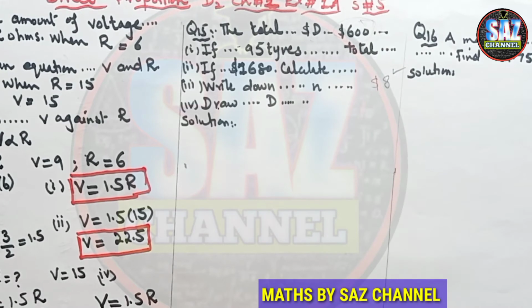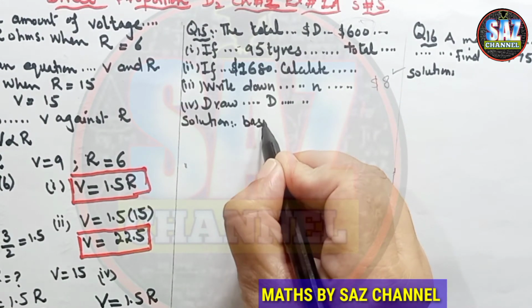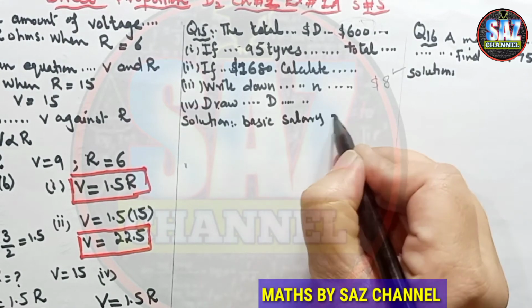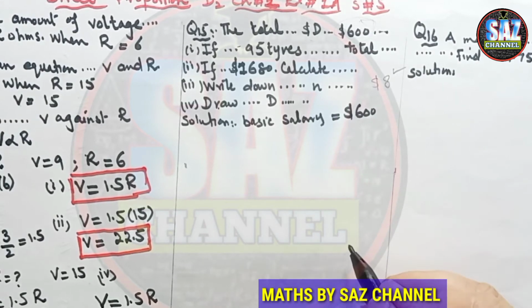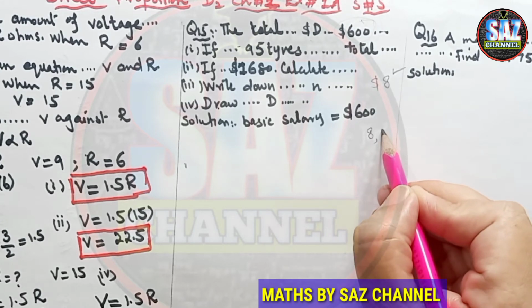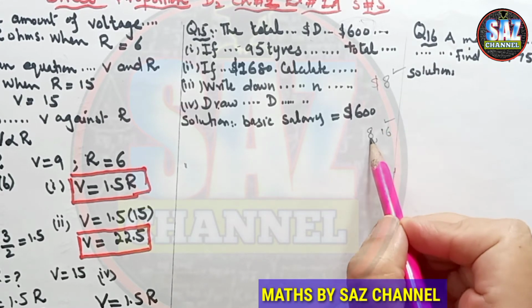What is this 600? This 600 is the fixed salary. Basic salary is $600. This is the fixed amount that he will be getting in any case. How much extra he gets depends upon the number of tires he is selling. For the sale of one tire, he gets 8 rupees. For the sale of 2 tires, he will be getting 8 multiplied by 2, or $16. So we have to keep this in mind.